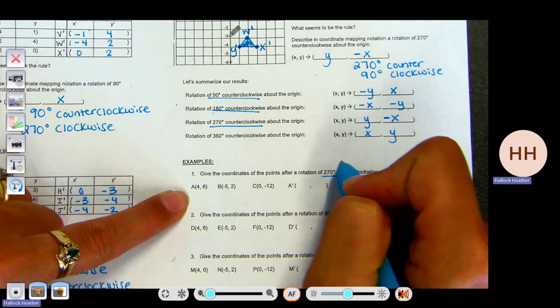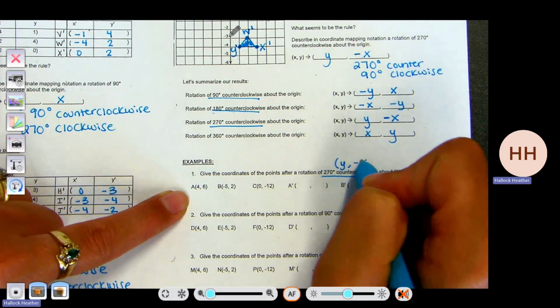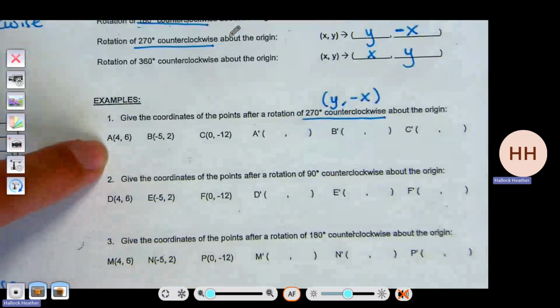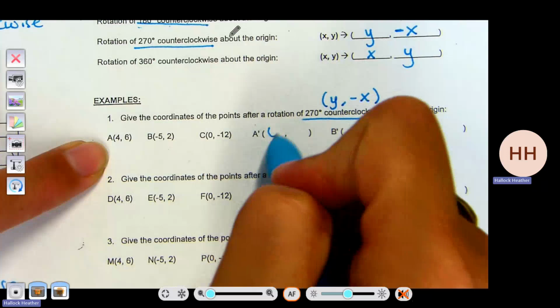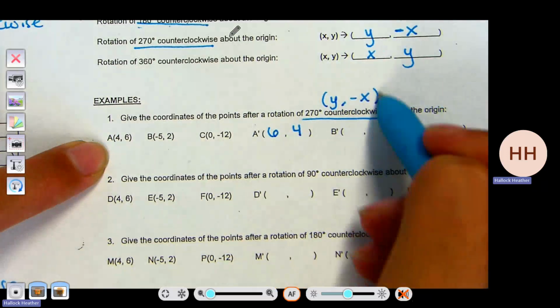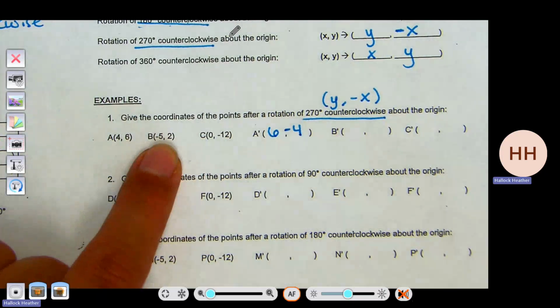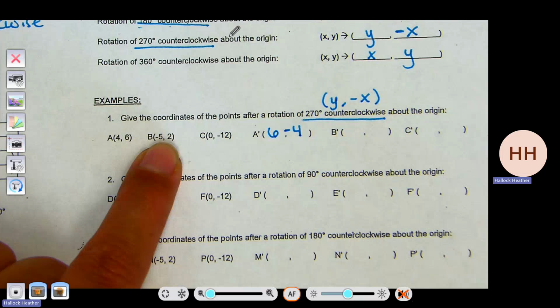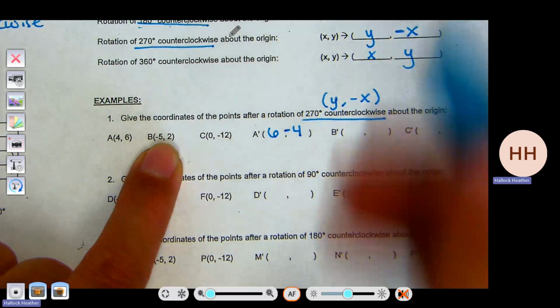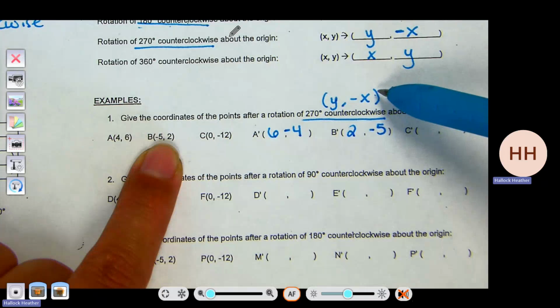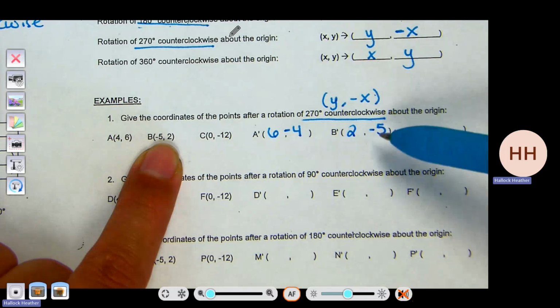So for 270 degrees, your rule is Y, -X. If A was 4, 6, all you're doing is flipping the coordinate. So it's 6, 4, and the back becomes negative. So I have to make my 4 negative. So for B, it was -5, 2. I have to flip it to make 2, -5. But the back has to change its symbol. Because it's already negative, this is where it becomes positive.